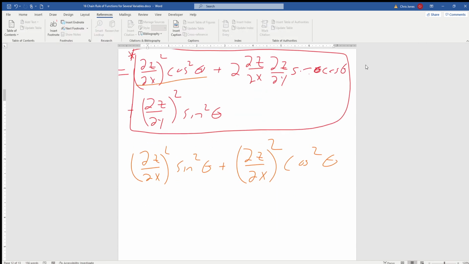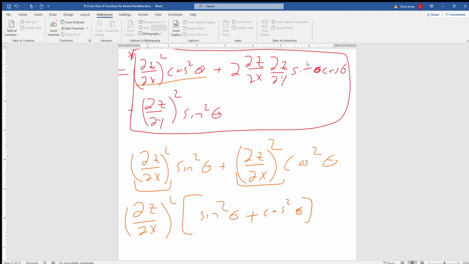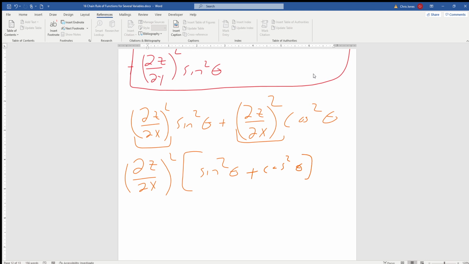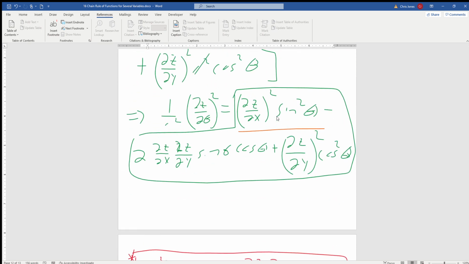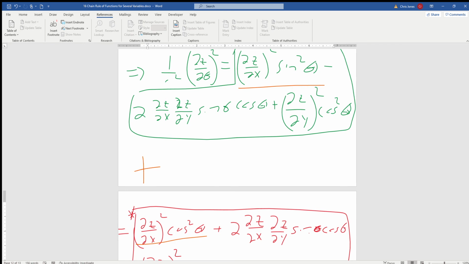If we factor out this squared derivative, we would get partial z partial x squared times sine square theta plus cos square theta, which is just going to be equal to this partial z partial x square. All right, so let's hold on to that. And by the way, remember, we have to add these together. I probably should have said that we're adding these.